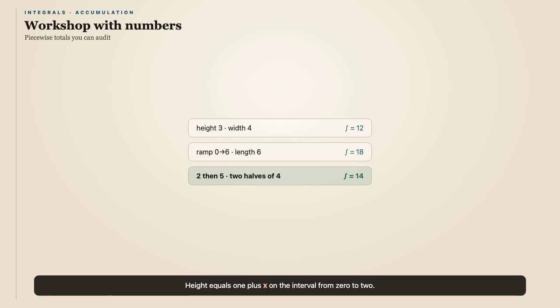Height equals 1 plus x on the interval from 0 to 2. The graph is a trapezoid with heights 1 and 3. Average height is 2. Width is 2. Area is 4. Or use an antiderivative, x plus 1/2 x squared, evaluate from 0 to 2, and you get the same 4. 2 roads, 1 total. That is the comfort the fundamental theorem is supposed to give.